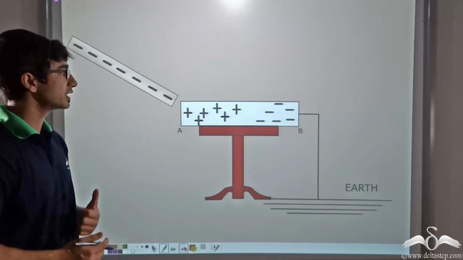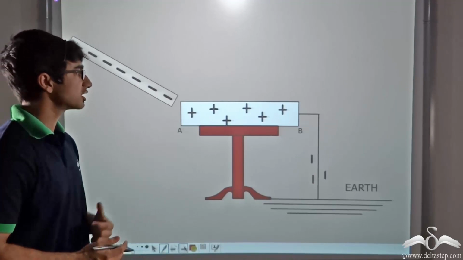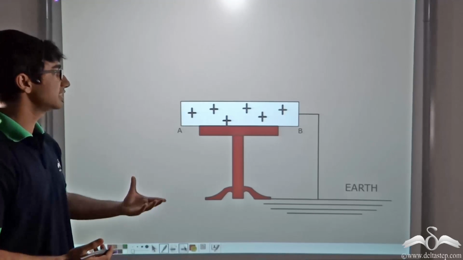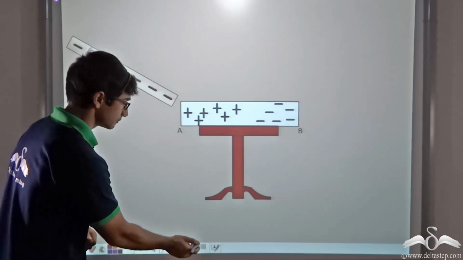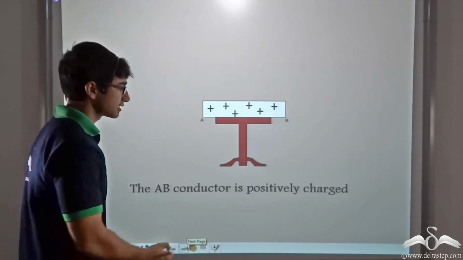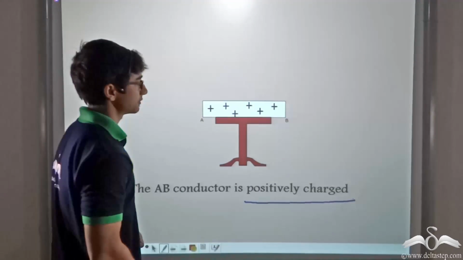and we get a positively charged conductor AB. As you can see, when the electrons are moving down, after that the negatively charged glass rod is removed and then we get AB, that is a positively charged conductor.